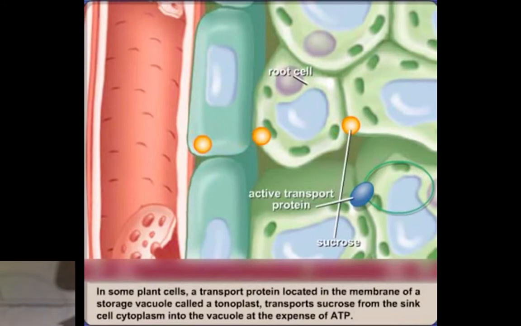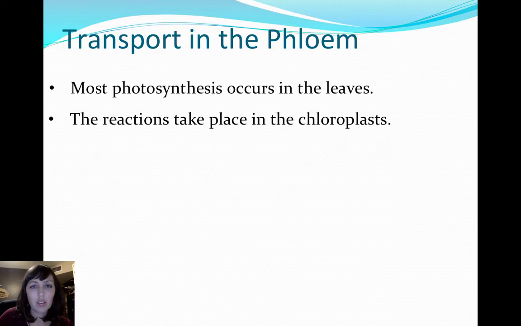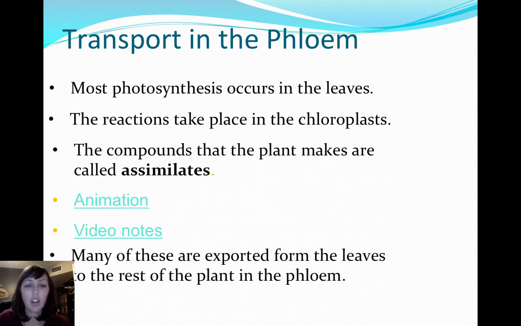All these events produce a continuous flow of water from xylem to phloem and then back to xylem. Water leaving phloem in the root moves upward primarily due to transpiration, not due to water potential differences between xylem and... Okay, so many of these are exported from the leaves to the rest of the plant in the phloem.